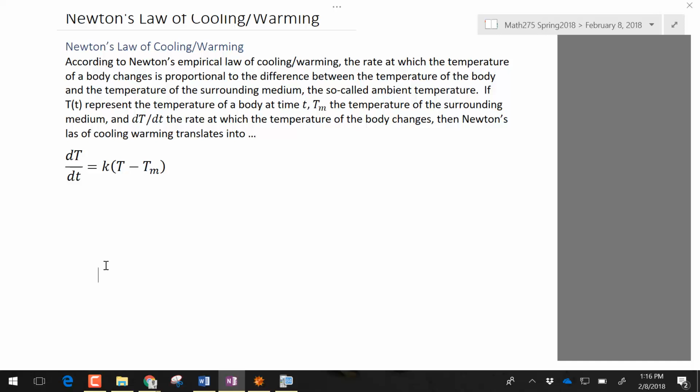Well, like I said, it depends if it's warming or cooling. So if you put it in the oven, then you're warming up, so K is positive. So yeah, I guess it could be. Well, it depends on the T minus TM, the difference.